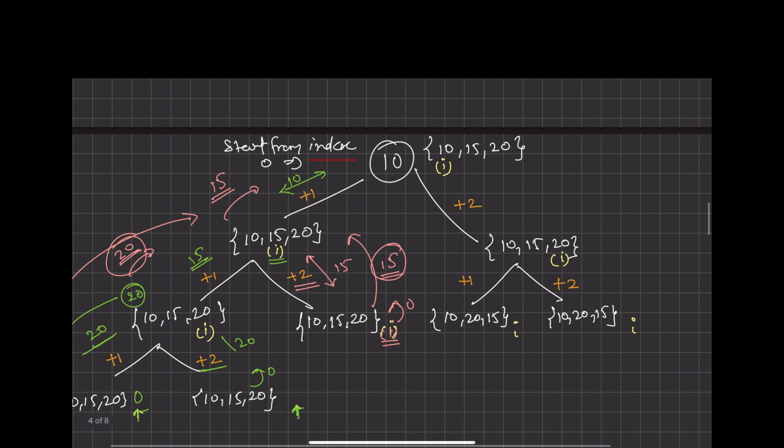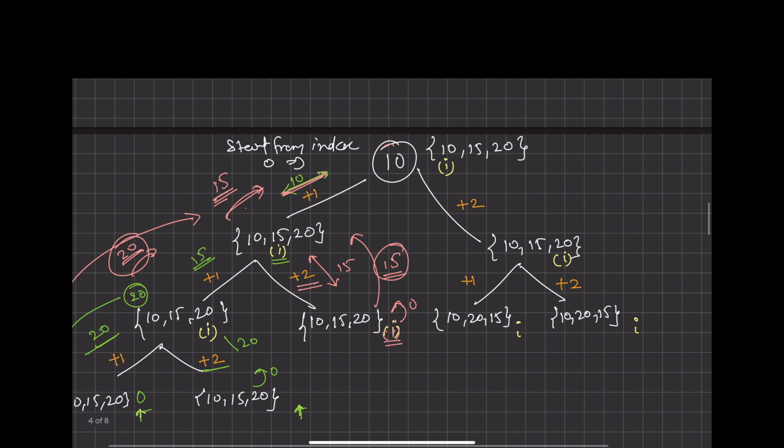We will return 15. Now 15 plus what this function call will get? 15 plus the cost it took, which is 10. So from the left side here we will get 15 plus 10, we will get 25. So we will get 25 from the left side for 10.